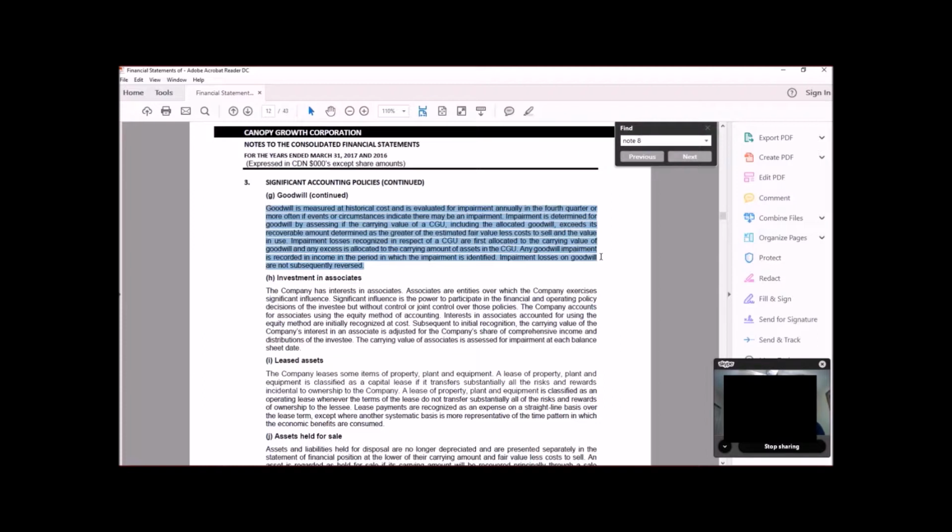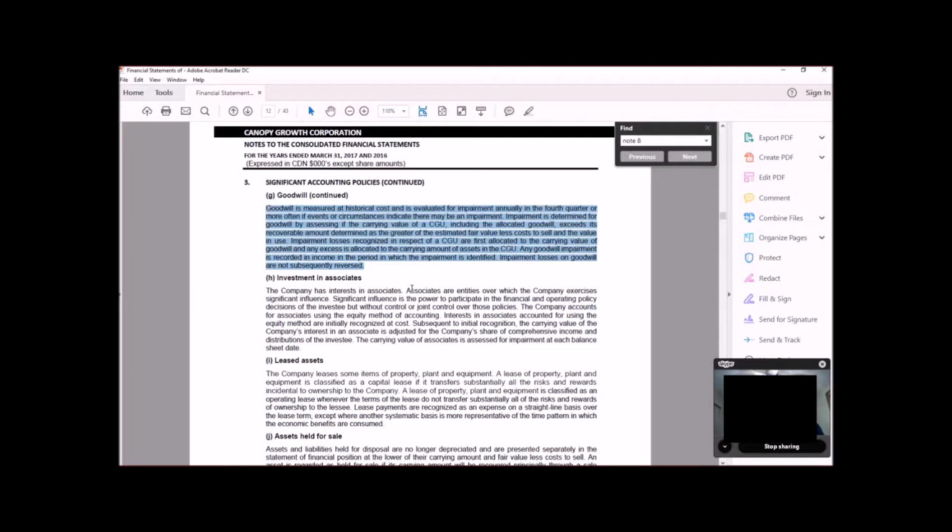and I'm explaining to him, going over a teaching mode, exactly why and what's happening with the goodwill. What does it mean when it says is evaluated for impairment annually? What does that mean, impairment? What that means is the company evaluates their goodwill on a yearly basis every year to see if they need to write down or write off some or all of the value of goodwill.